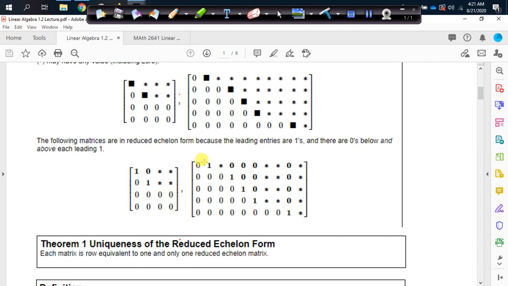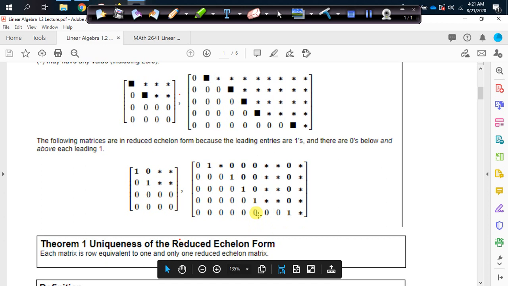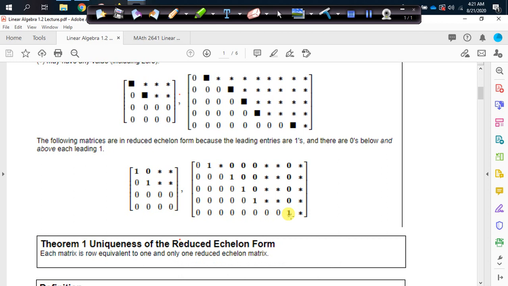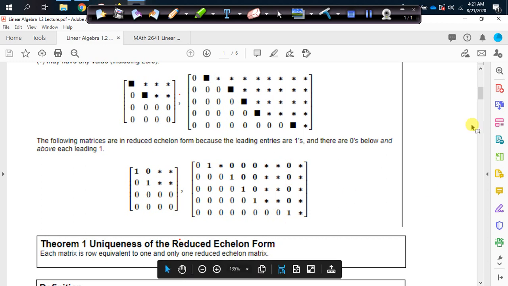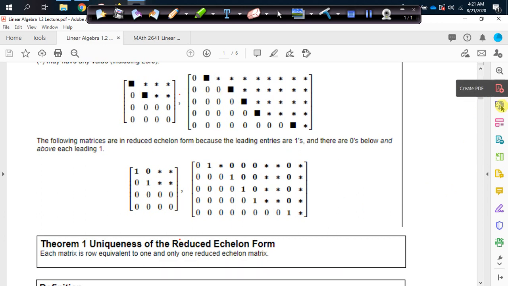Another example. Okay, so we've got a 1, and we've got a 1 right here, and comparing this to the other, this has got to be a 0 to be in reduced echelon form. And then there's the pivot position, so all of the entries above and below that 1 are zeros. This is a pivot position, all the entries above and below are 0. And then these two columns didn't have pivot positions. This one did, so all the entries above that 1 are zeros. So these are in reduced echelon form, and these are in echelon form.